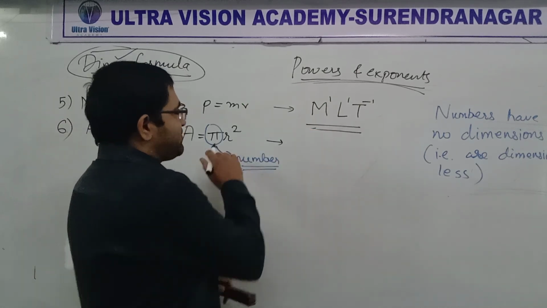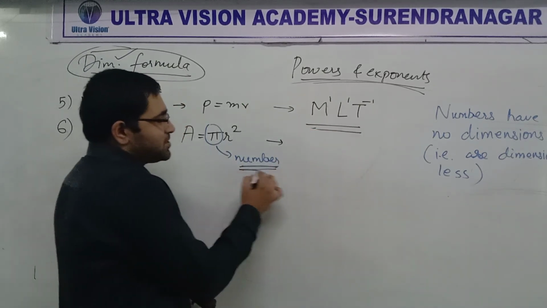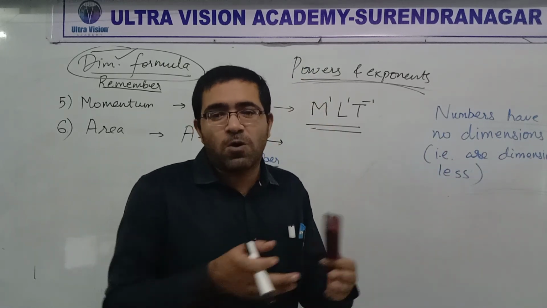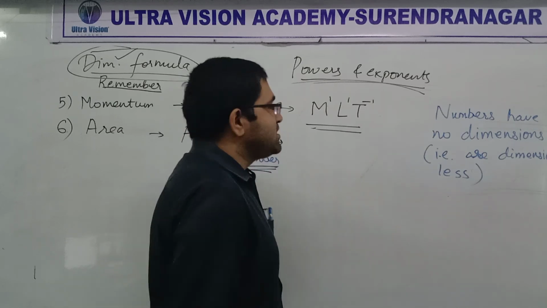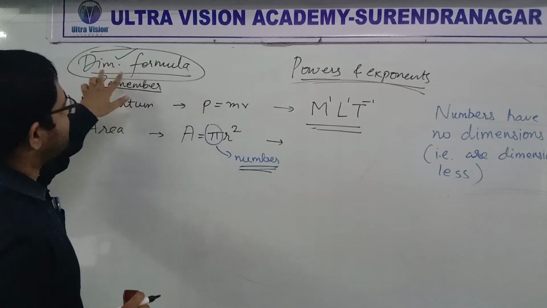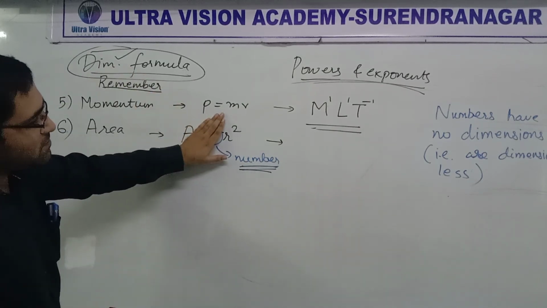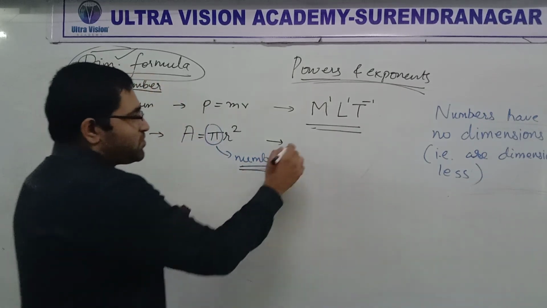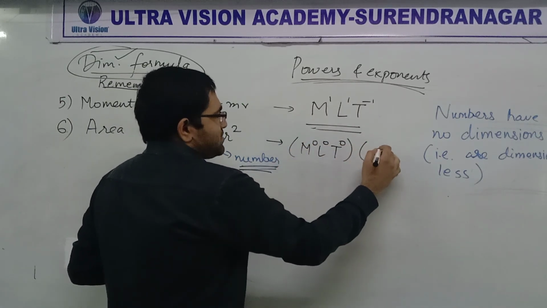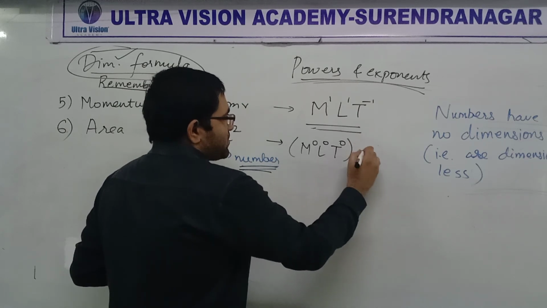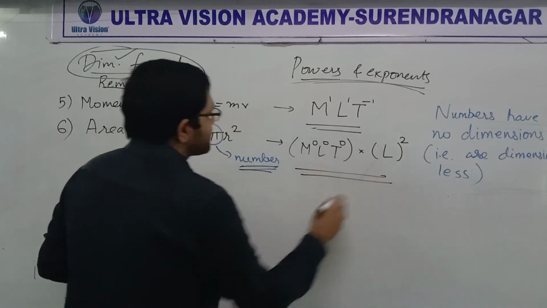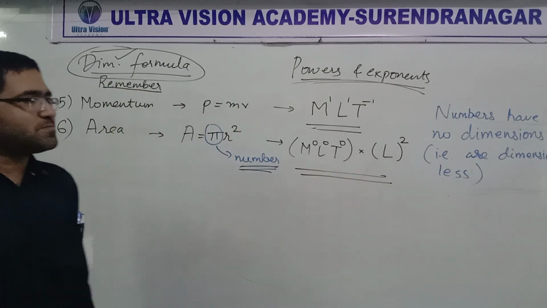So for example, if you use pi r square, pi is a number, and numbers have no dimensions because you can't write a number as a mass or a length or time or anything like that. So wherever there are numbers, we simply ignore them in dimensional formula. Even if you don't ignore them, they are harmless. Did you understand what I have done here?